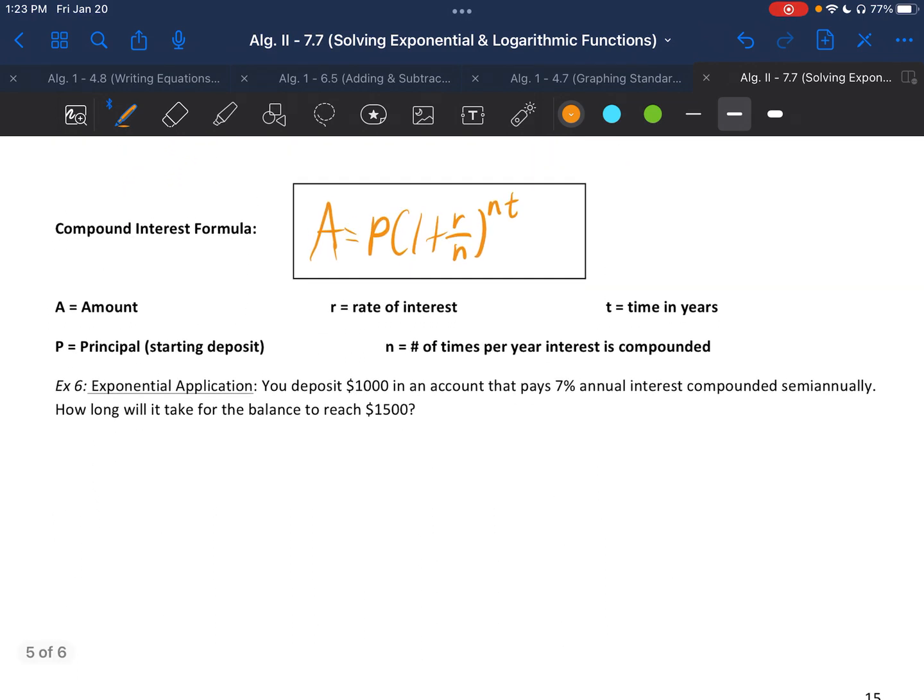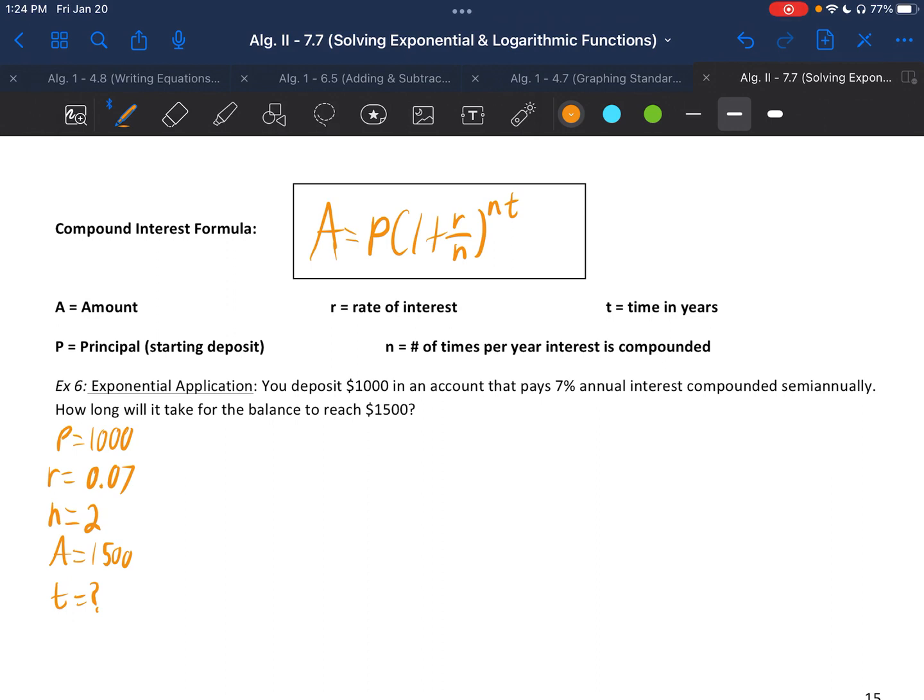So 6. You deposit $1,000 into an account that pays 7% annual interest compounded semi-annually. How long will it take for the balance to reach $1,500? So deposit $1,000. That's the principal. Pay 7% annual interest. So the rate, 7%, is 0.07 decimal. Move the decimal over twice, essentially. Compounded how often? So n, semi-annually, it's compounded 2 times per year. How long will it take to reach 1,500? That's the amount you want it to reach. And what we're looking for is how long. So time, we don't know.